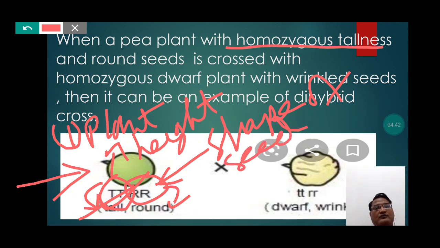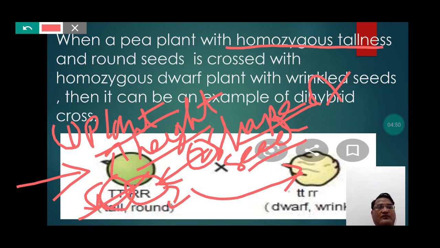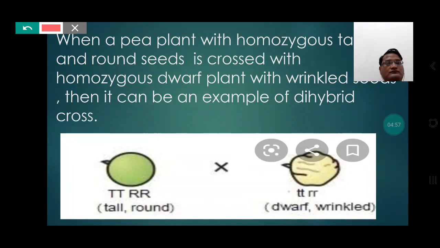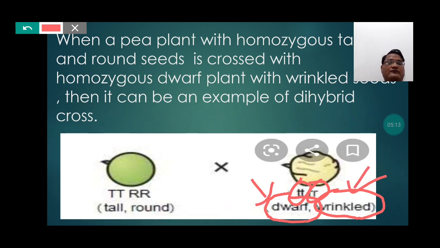So students, two traits here are being considered, plant height and the shape of seed, and which is further crossed with the dwarf, which is in homozygous condition, small t, and the small r. So students, here you can also notice that the genes for dwarfness and the genes for wrinkled shape of the seed is also present, and which shows that it is the example of dihybrid cross.